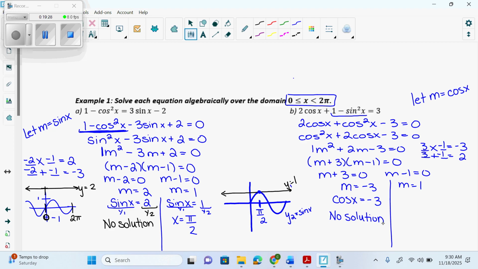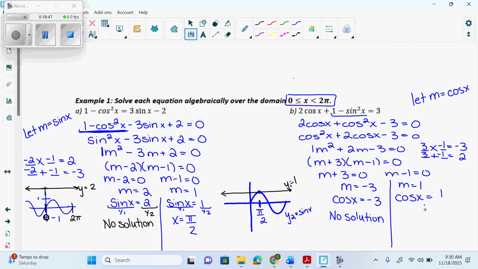I have a sine x graph, starts at 0, goes up to 1, down to negative 1, up to 1, down to negative 1. I have a negative 3 line at the bottom. They literally can't cross. There is no solution that I can find, because the solution would be where they intersect, and they don't. Then this one would be where cos x equals 1.